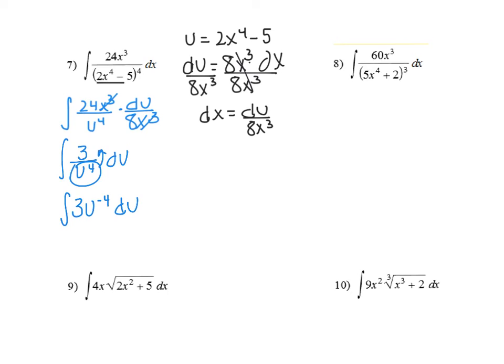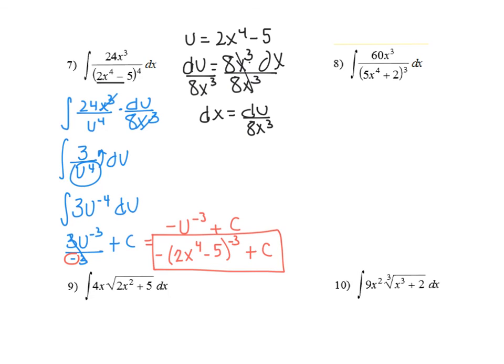So we're going to make this 3u to the negative 3, add 1 to the power, divide by that number, and then plus c. So what's nice is that these 3 cancel, and we're left with just negative 1 on the bottom. So this is really negative u to the negative 3rd plus c. And then go ahead and substitute what we let x equal, u. So 2x to the 4th minus 5 to the negative 3 power plus c. So that is your final answer.